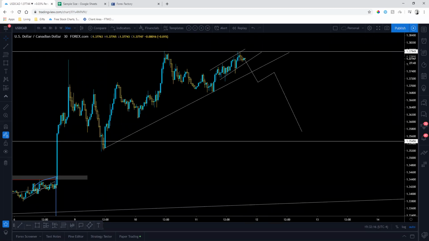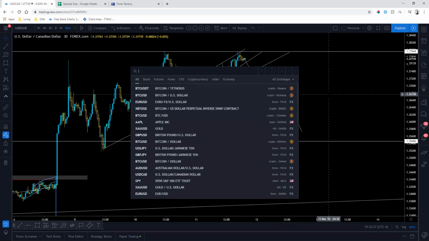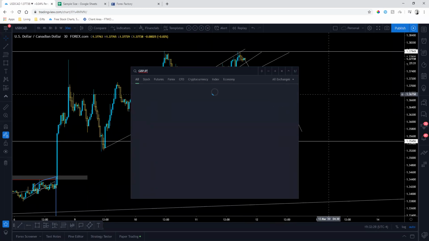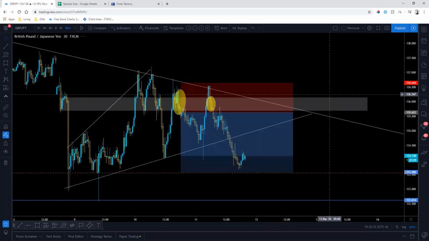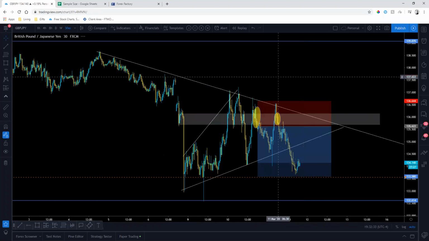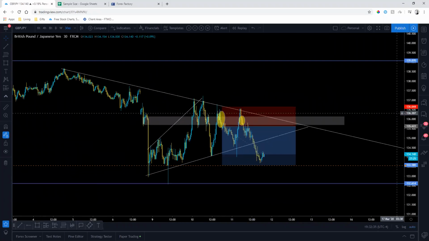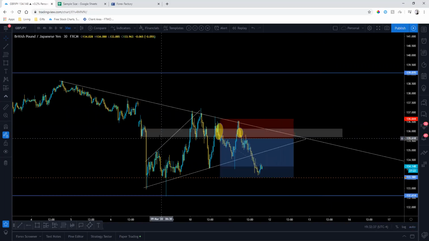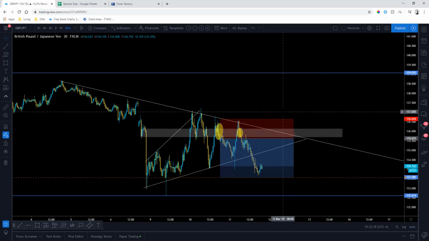And then which GBP pair did you want to go over? Can we look at GBP? Yeah, pound yen. Okay. Let's just go to the clean chart.